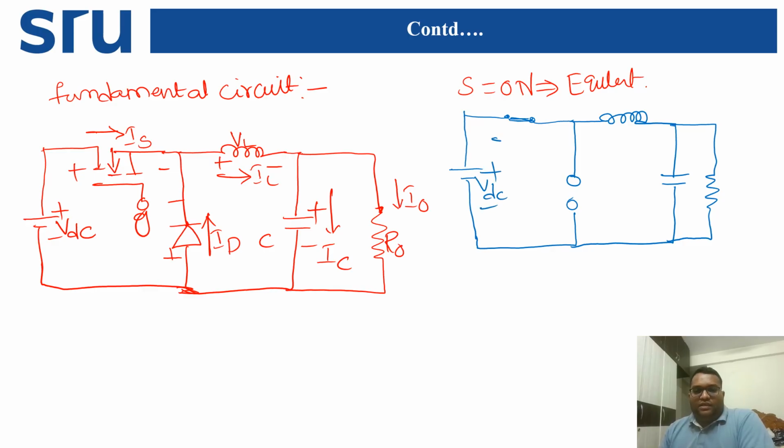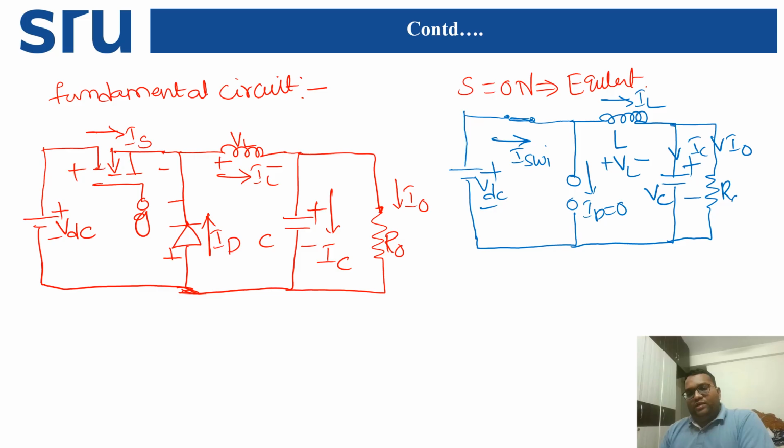This is plus minus and this is the I switch, and here ID is equal to 0. Let us take the inductor L with current IL, and VL with plus minus polarity, and after that plus minus this is VC, this will be IC, this will be I naught, and this will be R naught, with voltage VR naught. So when the switch is on, this is the equivalent circuit.